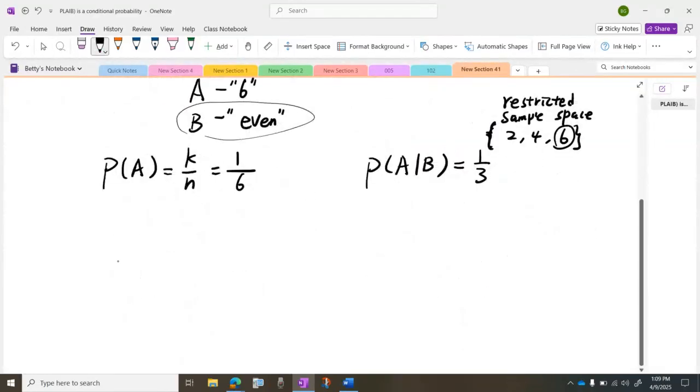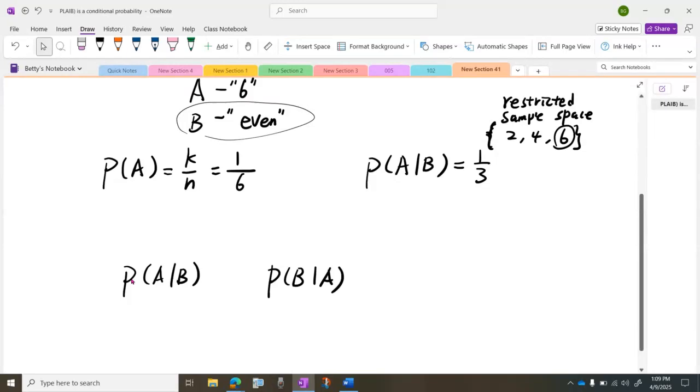Now please look at these two notations, P of A given B and P of B given A. They look similar, right? Yes, they are both conditional probabilities. However, they are definitely not equal.